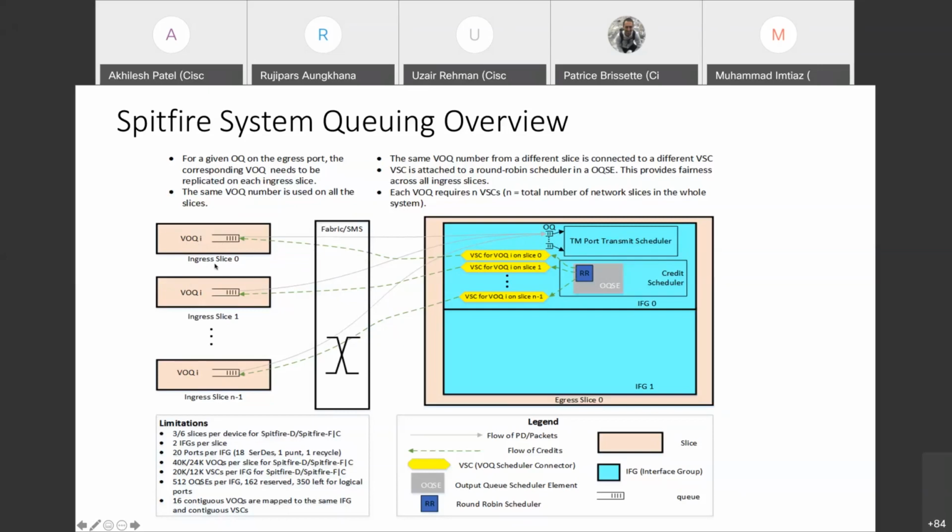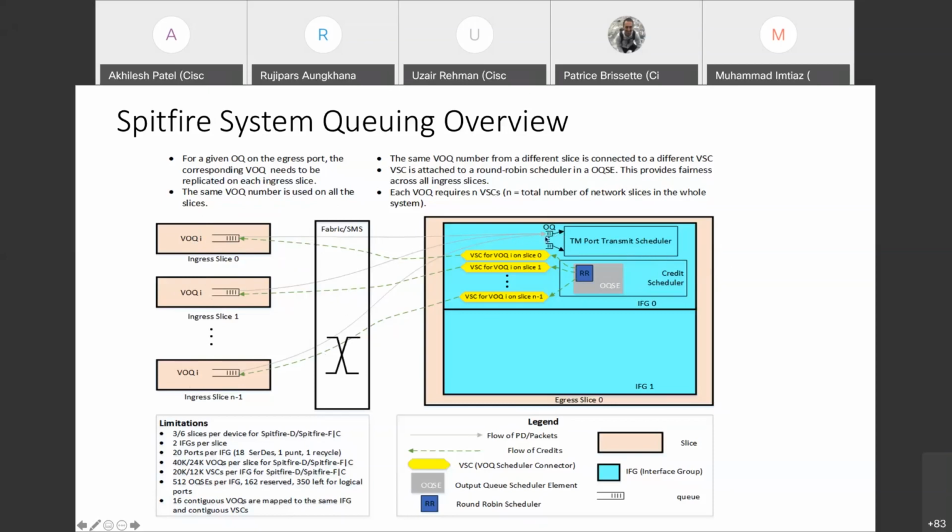Just take the first VOQ on each slice. So for this particular output interface, we have an output queue, and for that output queue, we have VOQ0 on all the incoming slices. As I mentioned earlier, the same VOQ number is used on all the slices. We took the example of 1000, so this will be VOQ ID 1000, 1000, and 1000.